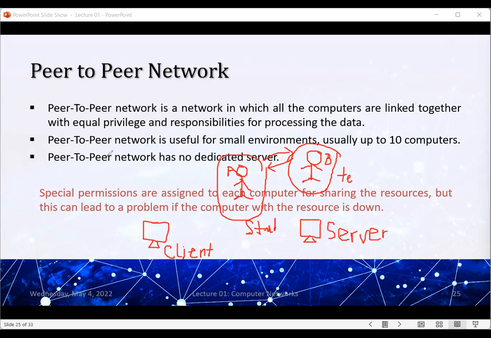In the peer-to-peer network, actually there's no dedicated server because everyone is sharing the information, everyone is receiving the information likewise, right? Then there's no dedicated server. Is it clear?